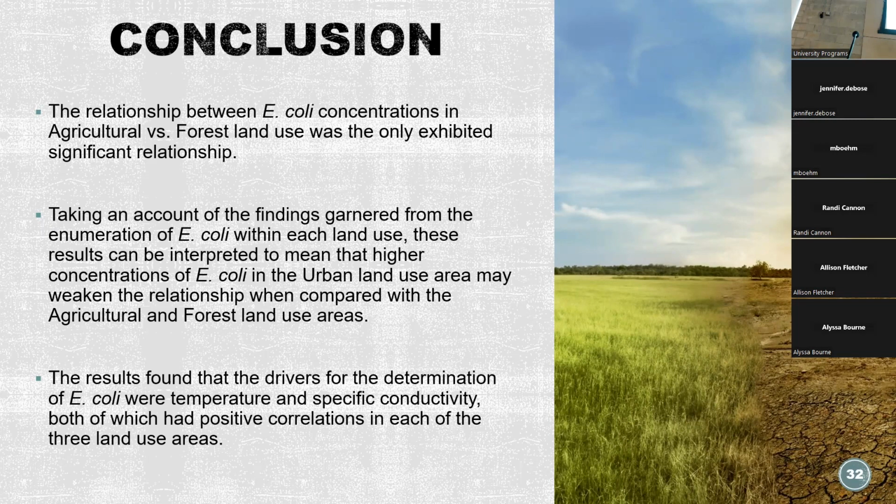So taking into account the findings garnered from the enumeration of E. coli with each land use, these results can be interpreted to mean that higher concentrations of E. coli in urban land use may weaken the relationship when compared to these agricultural and forested land use areas. And then these results also found that the drivers for the determination of E. coli were temperature and specific conductivity, both of which had positive correlations in each of the 3 land use areas.